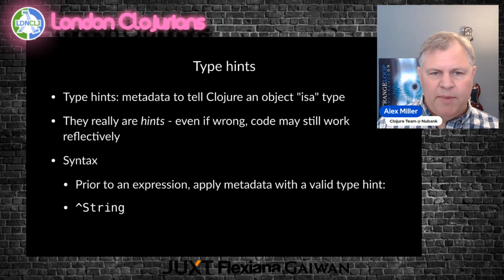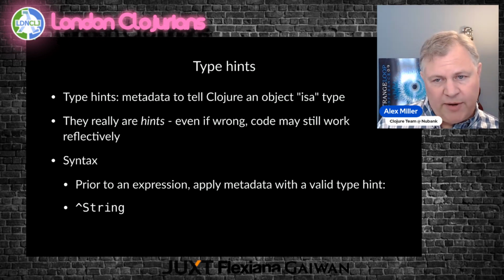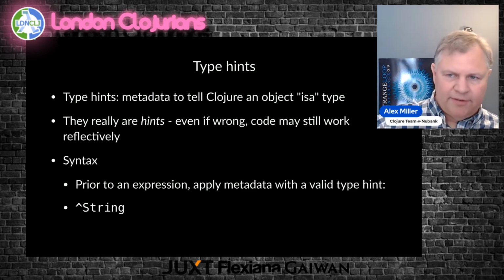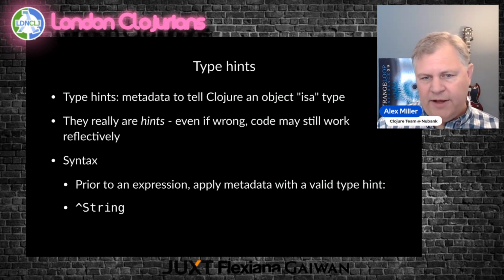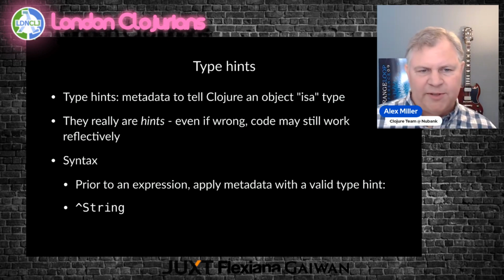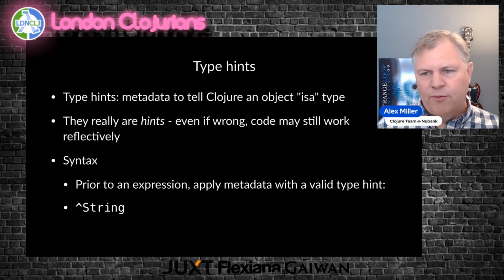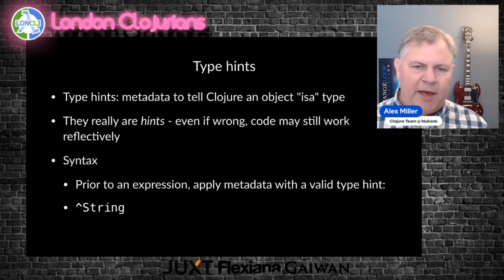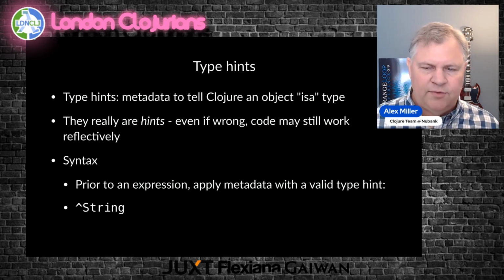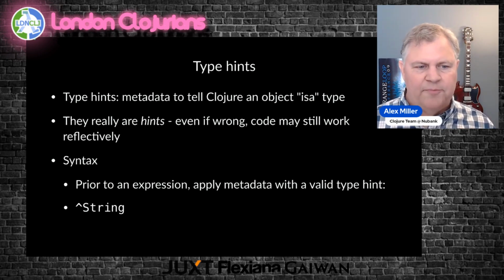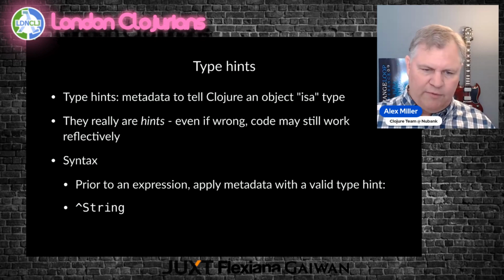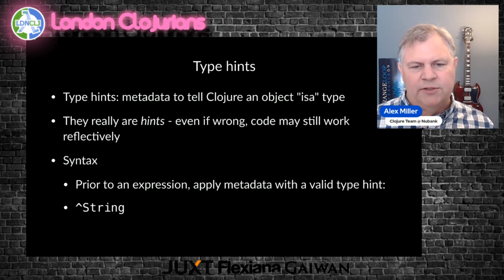Type hints are basically metadata that tells the Clojure compiler that an object is some type. They really are hints in general, and we'll see some exceptions to that later. But even if they're wrong, the code may actually still work reflectively, because the reflective object path still exists there. The syntax for type hints is generally to apply metadata with a valid type hint in front of the expression, so it gets applied to that expression.